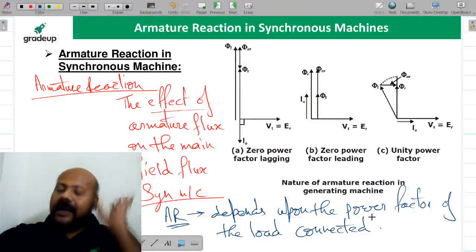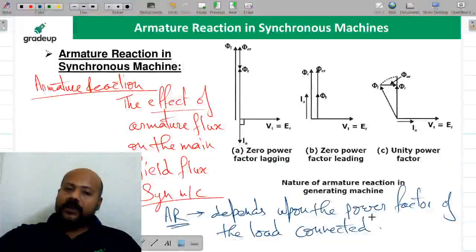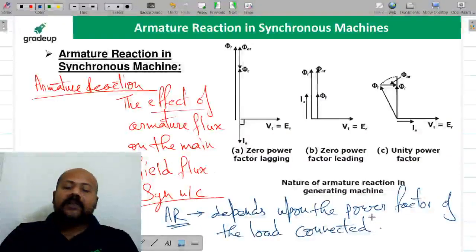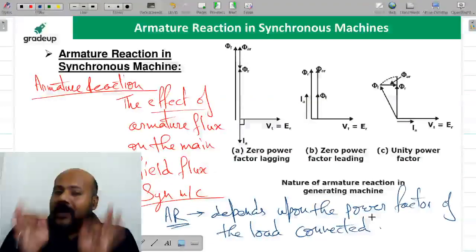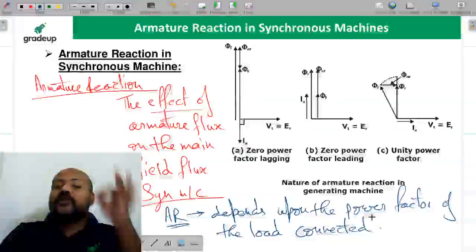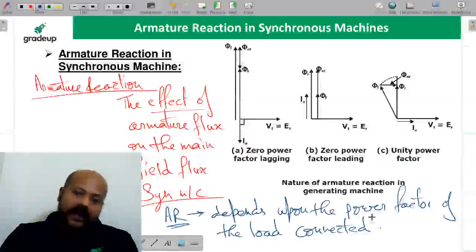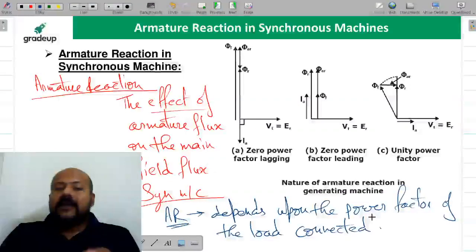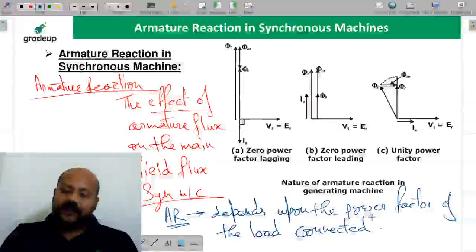Now what is the idea here? You please listen to this story. This is very interesting and this is very important. If you don't understand this, then you are not going to understand armature reaction fully. The story is, if you go for a synchronous machine, the armature reaction is going to depend upon the power factor of the load connected. What is the meaning of power factor? Power factor means the cos of the angle between the voltage and current phasor.